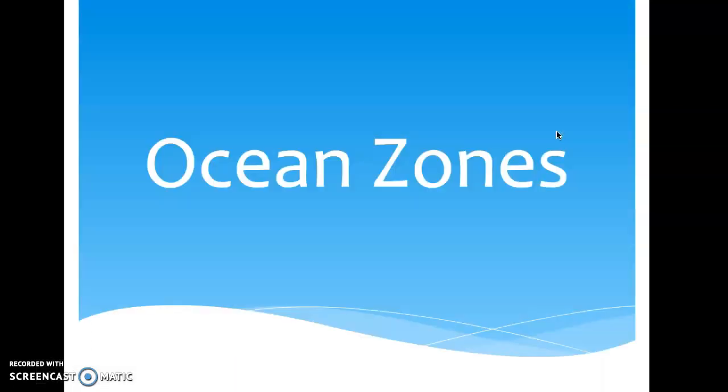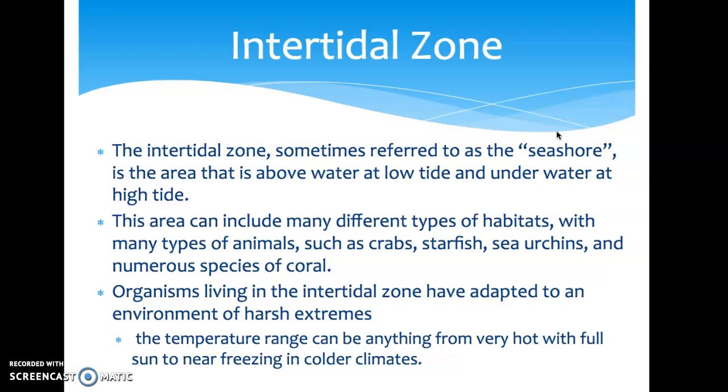Ocean zones. We've got three of them. The very first one is called the intertidal zone. The intertidal zone, sometimes referred to as the seashore, is the area that is above water at low tide and underwater at high tide. So this would be where you are standing on the beach. We can generally stand in the intertidal zone. It's not too deep. If you're in, say, a marshland or an estuary, it might be above your head as well. Again, our estuaries and marshes are part of this intertidal zone.